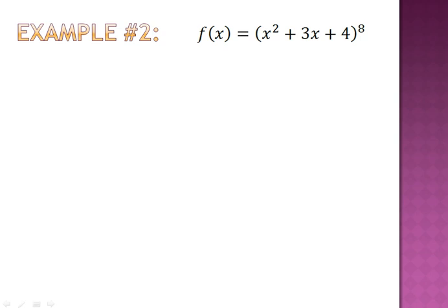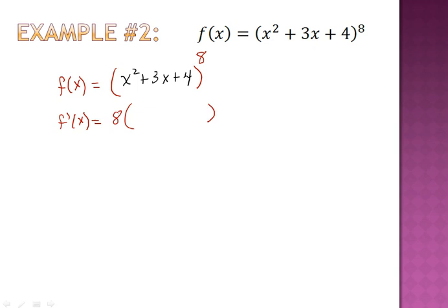Okay, so let's do another example using the power rule. So my outside function is the power. My inside function is the polynomial. So when I derive the outside, the 8 drops, 8 minus 1, 7. The outside is derived, and I leave the inside alone, leaving it purely how it was written in the original problem. Then I multiply by its derivative.